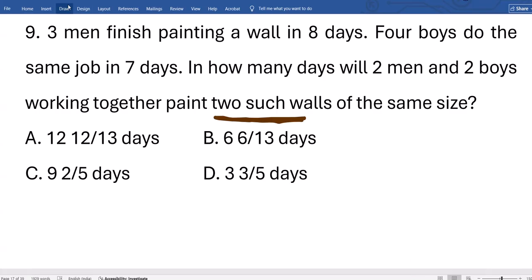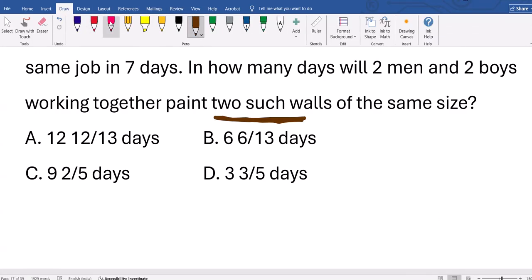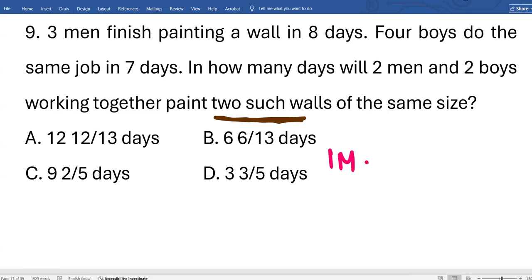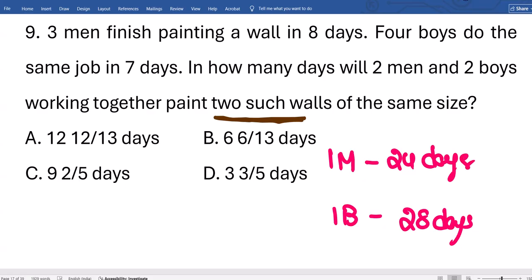Now, 3 men finishing a wall in 8 days. 1 man can complete it in how many days? One boy can do it in how many days? 4 boys, 7 days. One boy can complete the work in 28 days. Less people, more time taken. 1 man can do it in 24 days. Are you understanding why 24 and 28? 3 men 8 days, 1 man 24 days. People are less, time taken should be more.